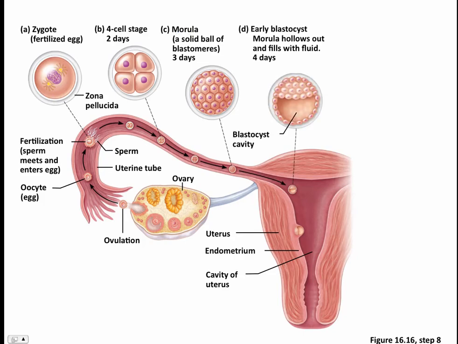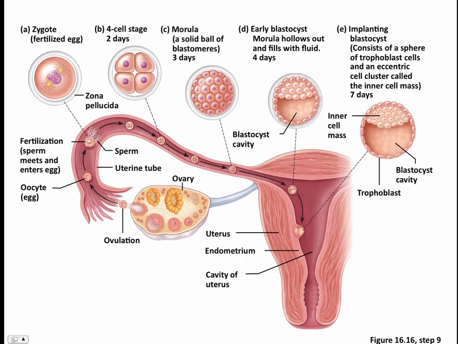This morula is not going to be implanted into the uterus just yet. It'll be free-floating until it develops into a blastocyst. And this blastocyst is going to have 2 major regions. We have a trophoblast, which is this area containing a fluid-filled cavity, and an inner cell mass over here. And this is going to be the form that is going to implant into that uterus.